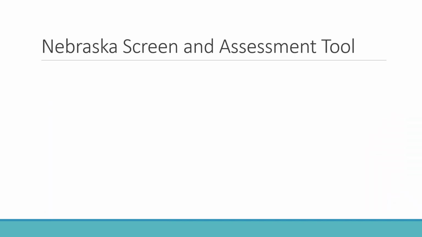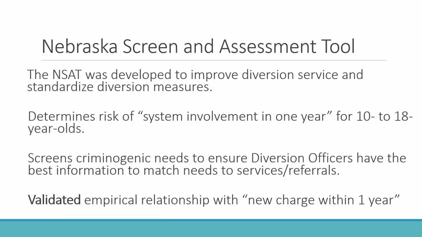Nebraska Screen and Assessment Tool. The NSAT was developed to improve diversion services and standardize diversion measures. Determines risk of system involvement in 1 year for 10 to 18-year-olds. Screens criminogenic needs to ensure diversion officers have the best information to match needs to services and referrals. Validated empirical relationship with new charge within 1 year.